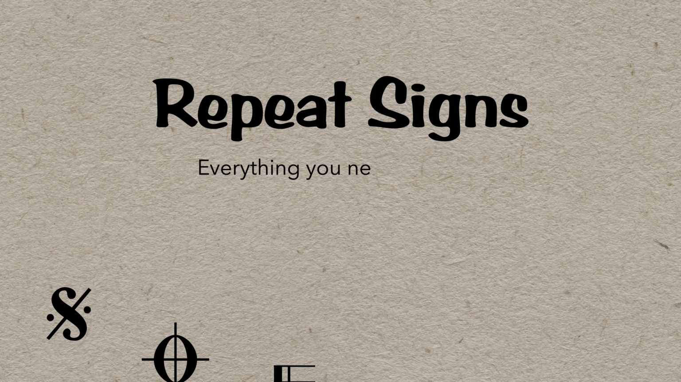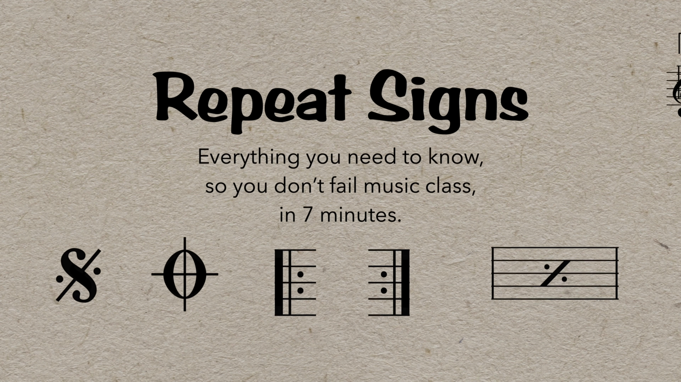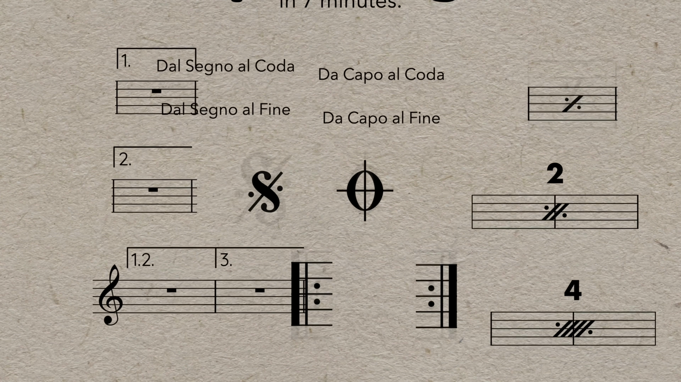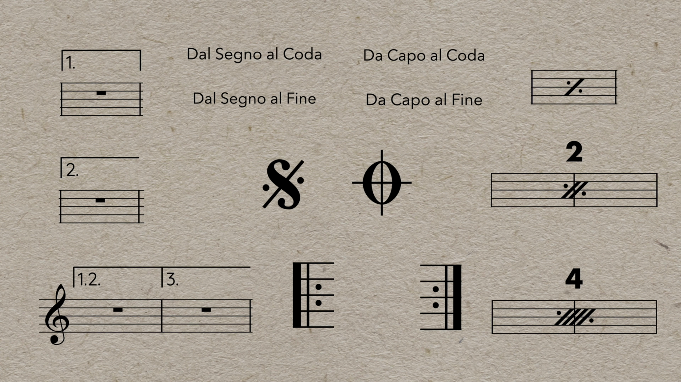Repeat signs. Everything you need to know so you don't fail music class in 7 minutes. Sheet music has a number of terms and symbols that allow for sections of music to be repeated, and even allows for jumps from one part of the piece to another.